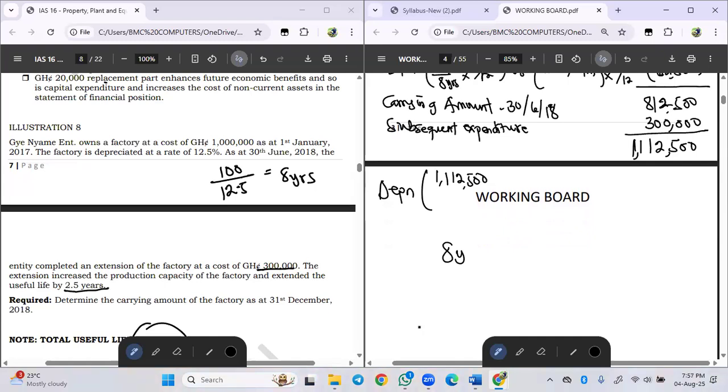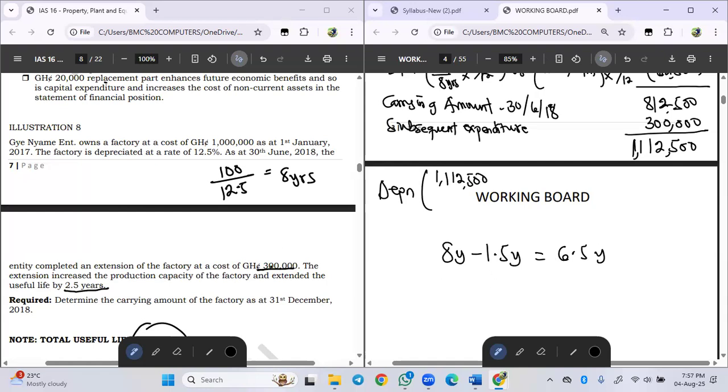1.5, yes. Because the whole of December, the whole of 2017 was 1 year, and as at 30th June 2018, also half a year. So that one is 1.5 years. So we've consumed 1.5. Okay. So as at this time, we are having 6.5 years left.